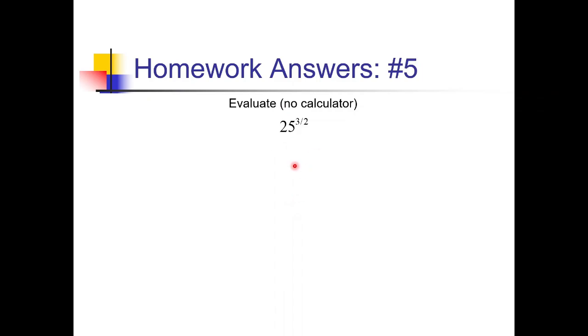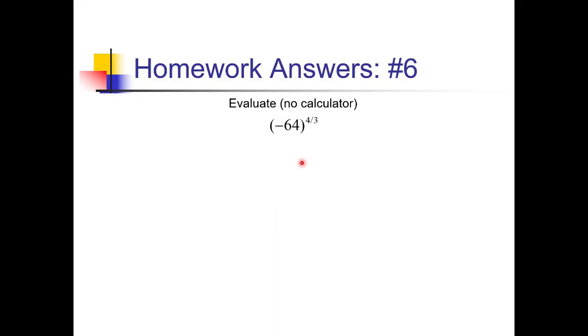For this problem, they want us to do 25 to the 3/2. I'm going to rewrite this with radical form. So this is going to be the square root of 25 raised to the third power. Root is on the bottom, power is on the top there. Square root of 25 is 5. And cubing that gives me 125.